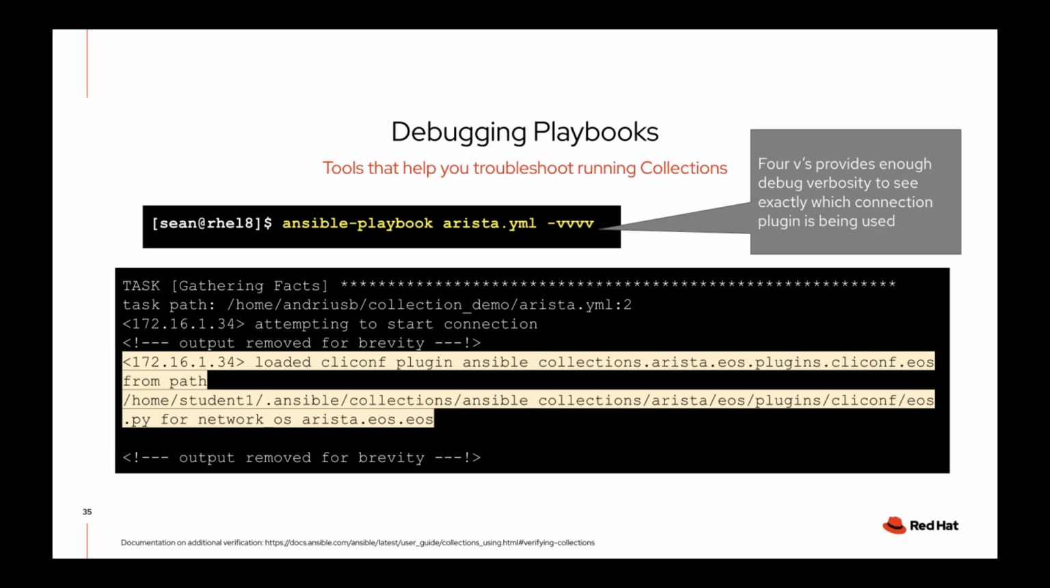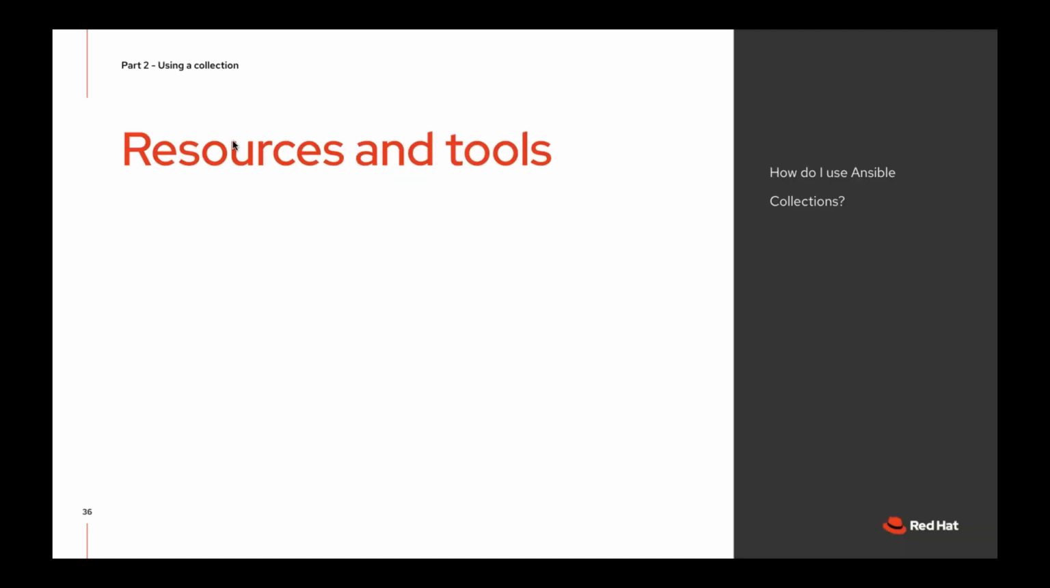You might want to use a connection plugin that also has a bug fix, feature update, et cetera, right? So we can do a quad 4 Vs. We'll look at connection diagnostics, and you can see where it's loading that CLI plugin from. You can go to the next slide.